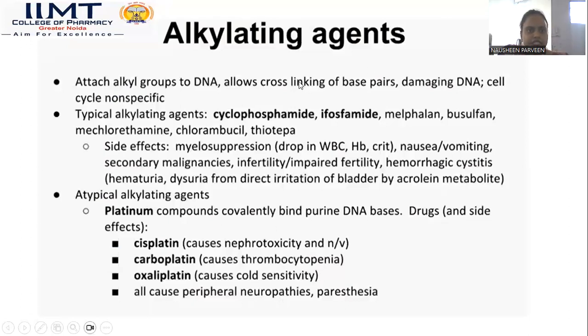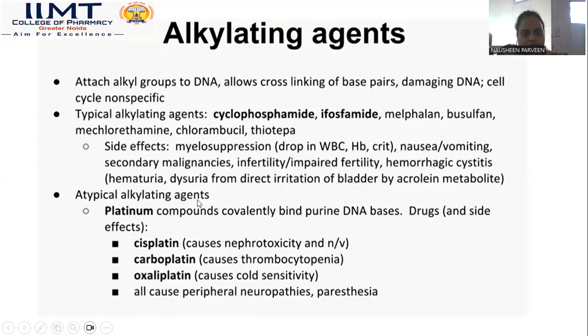First class, alkylating agents. They attach an alkyl group to DNA, allowing cross-linking of base pairs and damaging DNA; they are cell cycle non-specific. Typical alkylating agents: cyclophosphamide, ifosfamide, melphalan, busulfan, mechlorethamine. These are the examples. Side effects: nausea, vomiting, myelosuppression, secondary malignancy, infertility, hemorrhagic cystitis.